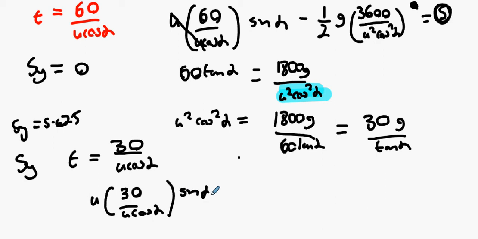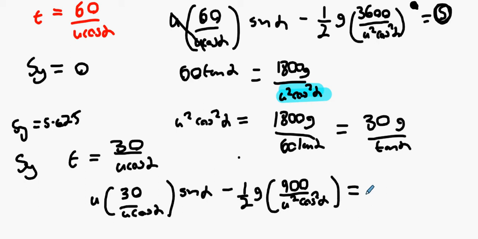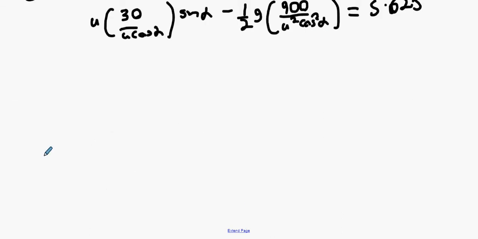Sine alpha minus a half g. What's this when I square it out? 900 over u squared cos squared alpha equals... what am I doing now? 5.625. Alright, I think I'm going to get there, lads. I think I'm happy. I think I'm optimistic.